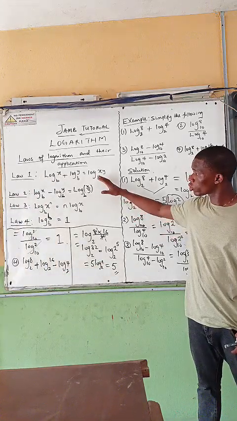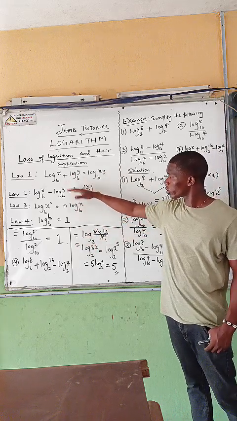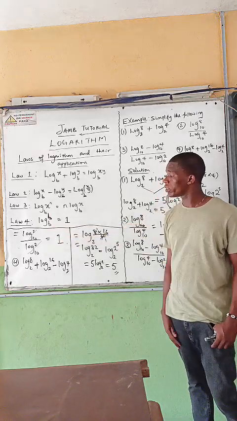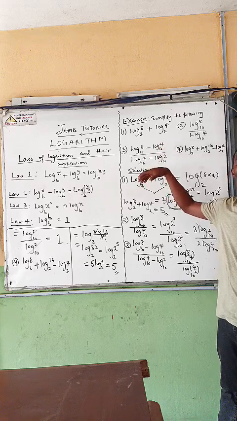In summary, I've been able to show us the four laws here. That is the addition law, subtraction law, power law, and logarithm of the number to its own base. And I've been able to show us four examples of how we can apply these laws.